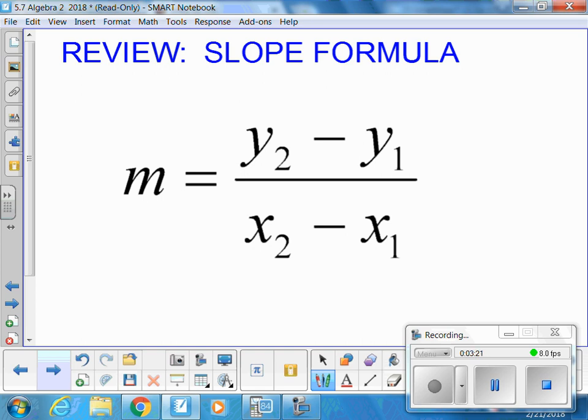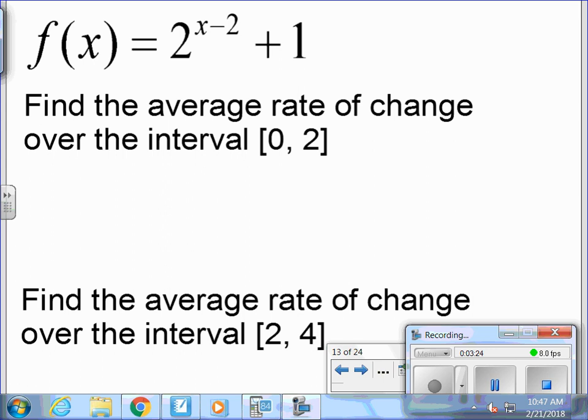All right, we're back with our very first rate of change problem for the day. If I would graph this, do you know what shape it would make? It's an exponential growth curve, so it would kind of look like this. So it's probably not going to have the same rate of change over different intervals because it will be steeper at one point and not as steep at another point.